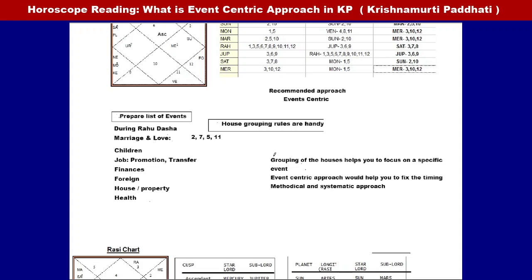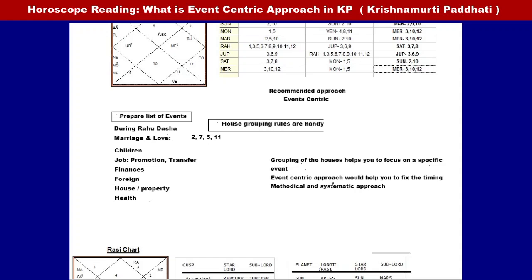Thus, in the event-centric approach, the grouping of the houses helps you to focus on a specific event, and the event-centric approach helps you to fix the timing. This is a very methodical and systematic approach. If you follow this, you will have more ease in offering predictions and analyzing a horoscope in a very organized manner.